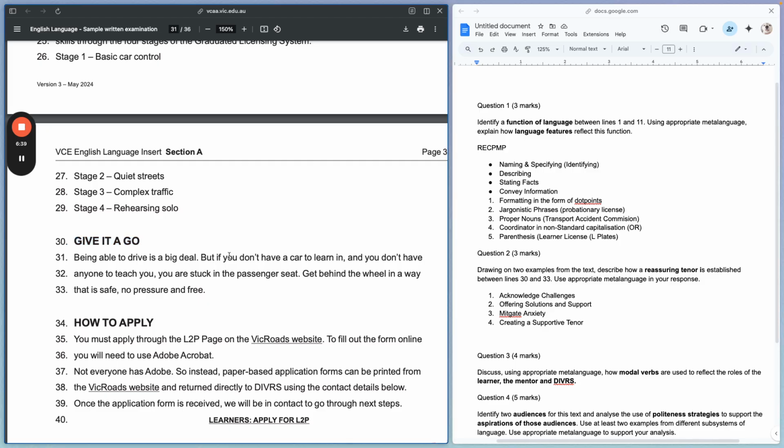Another one is "you," used in the second person pronoun. The "you" is used alongside a hypothetical conditional clause. For example, "if you don't have a car to learn in," and it's talking about you in the second person pronoun sense. It's not necessarily pointing fingers, right? And so by placing the reader in a hypothetical scenario, not saying you are in this situation or something like that, it acknowledges the potential challenges with empathy.